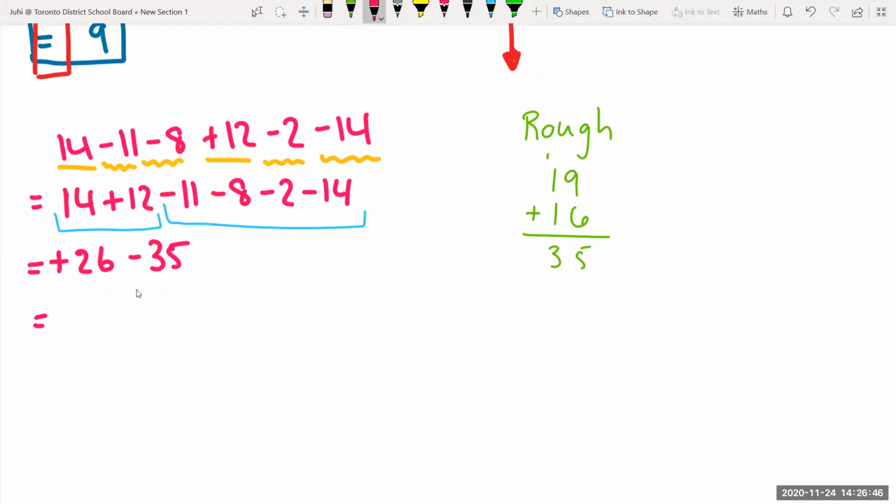As our last step, these are different signs, which means we need to subtract these numbers. And when we do that, we're going to get a 9. And then the sign in front of the bigger number is this negative. So it's going to just be negative 9. Then we're going to box our answers.